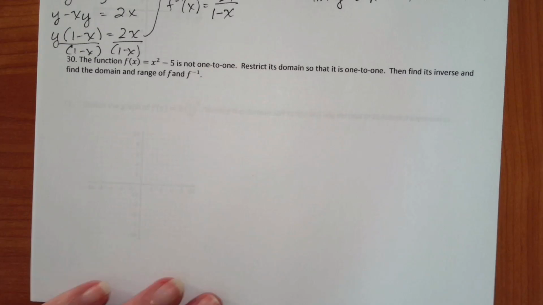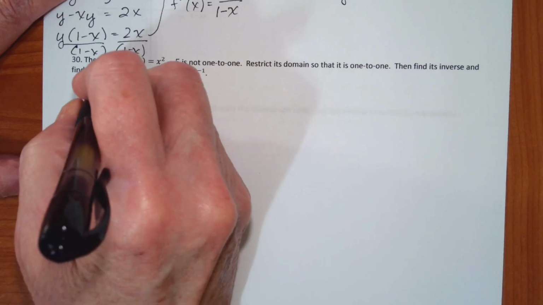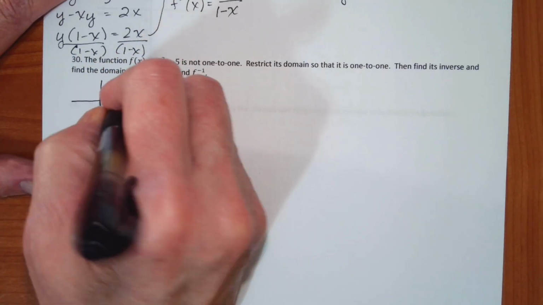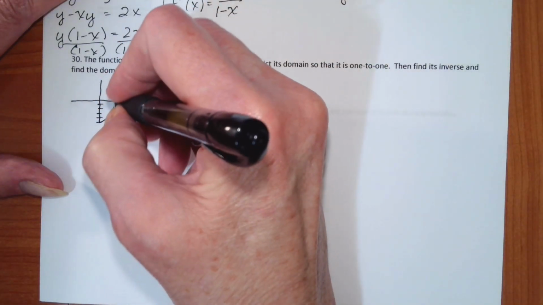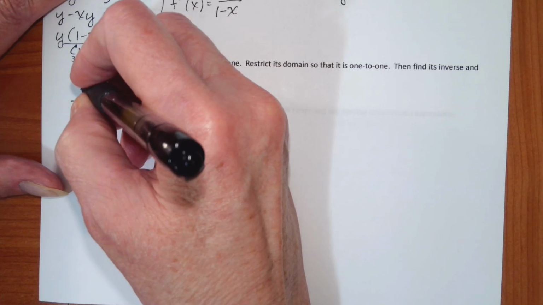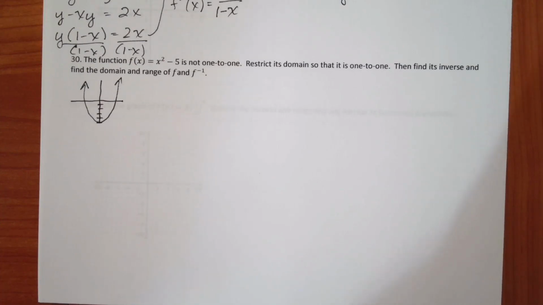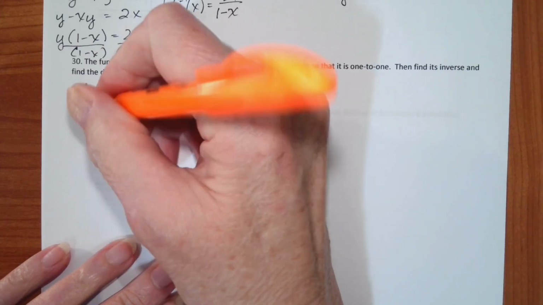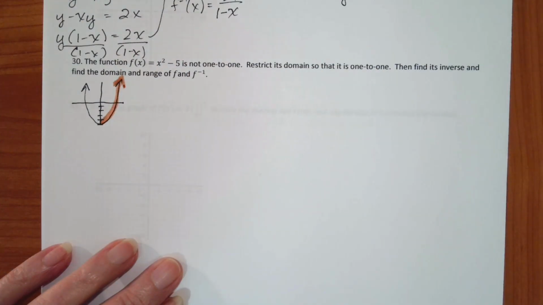Then find its inverse. Okay, well, if we look at the graph of x squared minus 5, and we're just going to do this very, very briefly. 1, 2, 3, 4, 5. This is the quadratic function that has been moved down 5 units. To get it to pass the horizontal line test, I need to get rid of half of the graph. So I'm going to restrict its domain to being just this part.